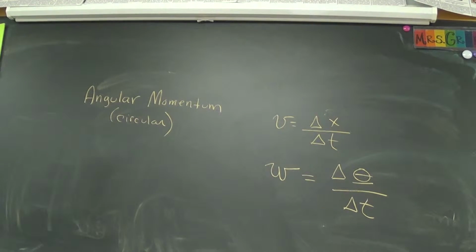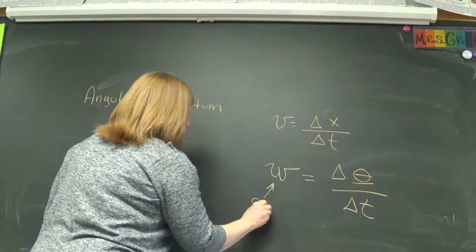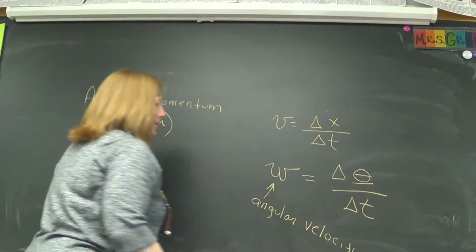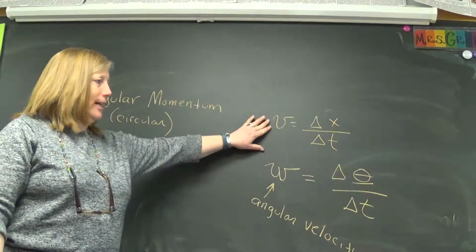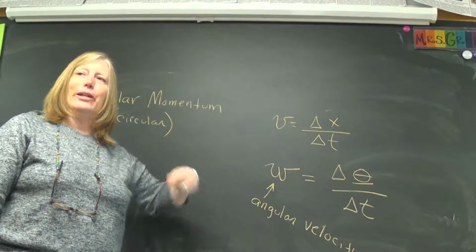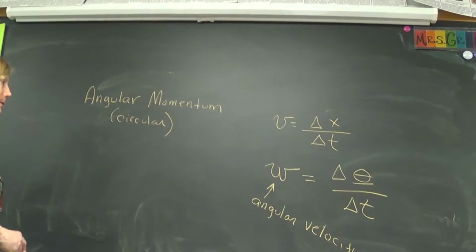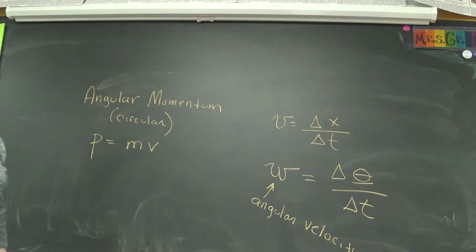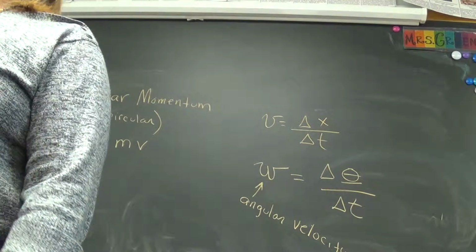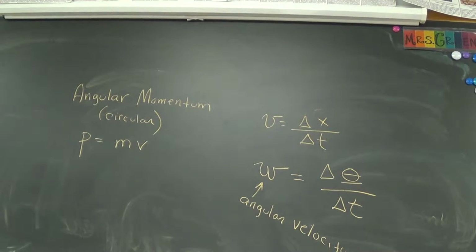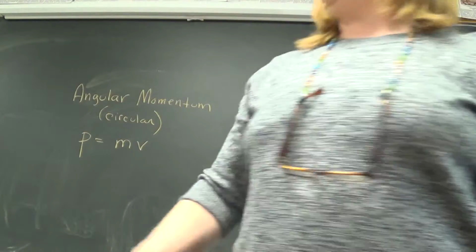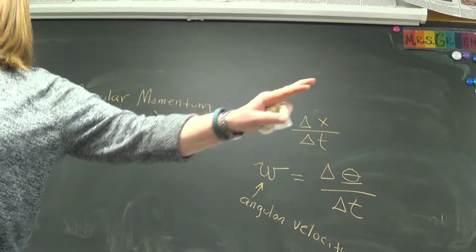So this is angular velocity. We won't even be using this, but I just want to show you how similar it is to what we're used to in a straight line. It's almost identical, except the thing is going around. So this is going to follow a similar pattern. Momentum was mv, so what should we call angular momentum? Any guesses? What letter do you guess we use for angular momentum, if we use P for straight momentum?